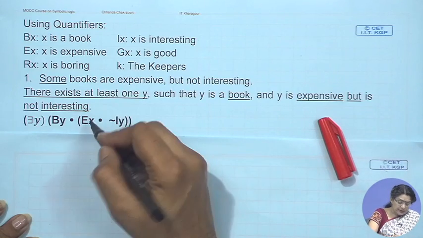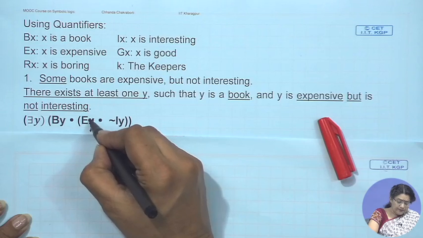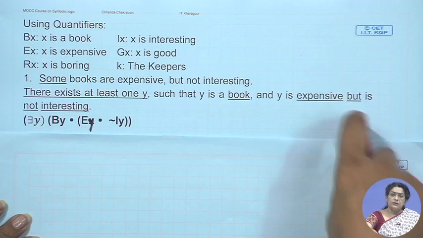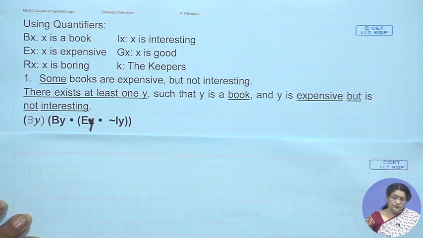So, y is expensive and y is not interesting. Okay. So, this is where our translation will take us to, and we have learned to use the quantifier also. Quantifier variable, it rules over the variables. You are talking about certain individuals in your domain, unspecified, which are books and which have certain properties.